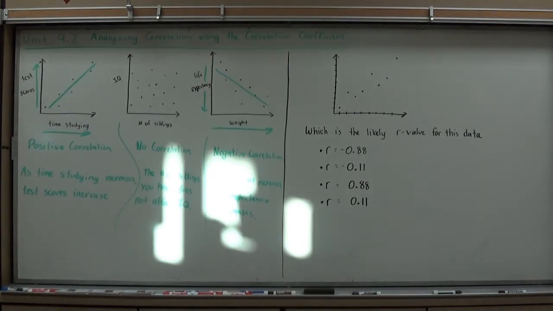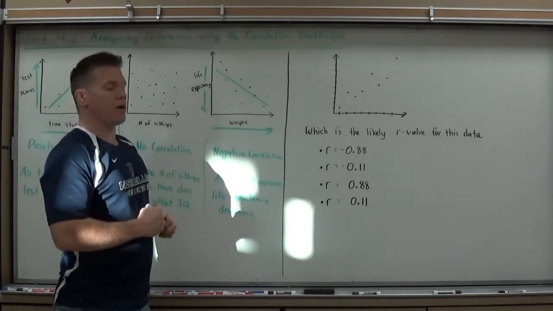Now what we'll look at in a future section is whether we can actually believe that statement is true. Is this what's actually affecting that, or are there other variables that we're not seeing that are causing this? And then the last one, it says, which is the likely R value for this data?